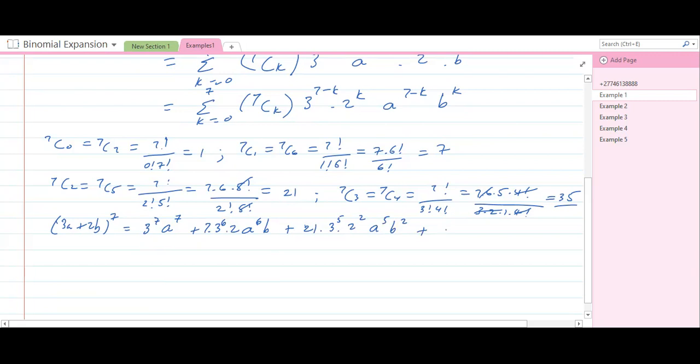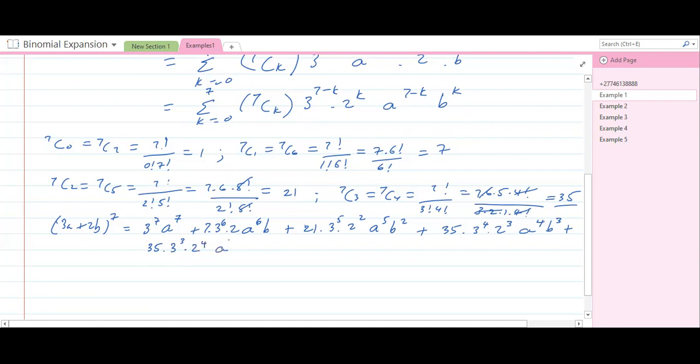let's do one more here. 7 choose 3 should give me 35, 3 to the power 4, 2 to the power 3, a to the power 4, b to the power 3, plus 7 choose 4, which is again 35, 3 to the power 3, 2 to the power 4.